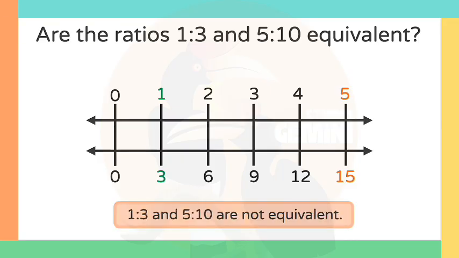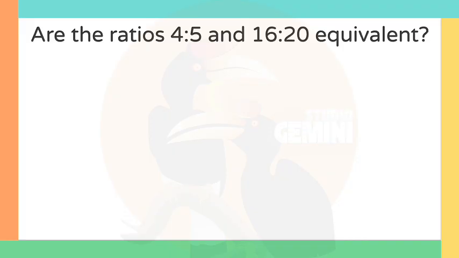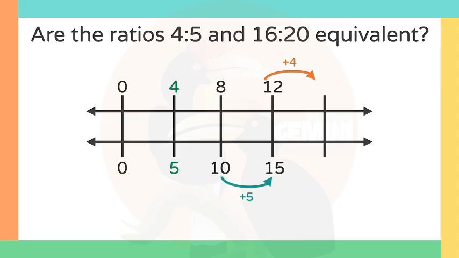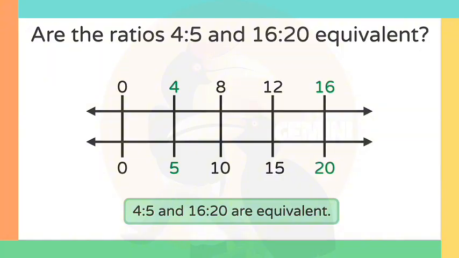Let's keep going. Are the ratios 4 to 5 and 16 to 20 equivalent? We can use a double number line again. Our first ratio is 4 to 5, so let's put 4 on the first number line and 5 on the second number line. This time, we will count up by 4s on the top number line and count up by 5s on the bottom number line. So we have 8 to 10, 12 to 15, and 16 to 20. Since 16 to 20 is on our number line, this shows that 4 to 5 and 16 to 20 are equivalent.